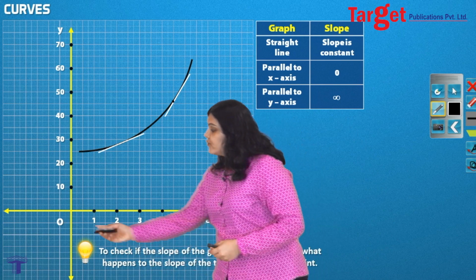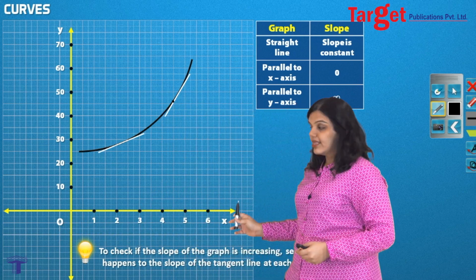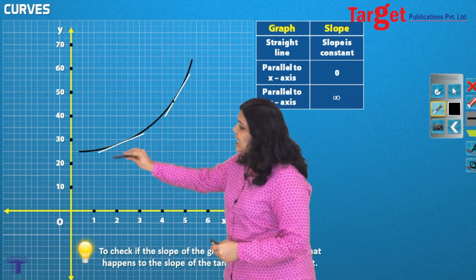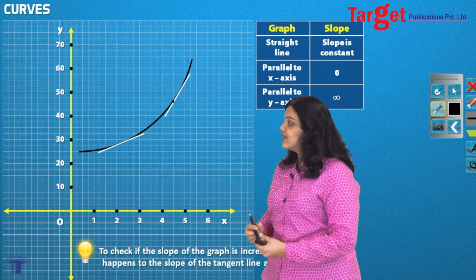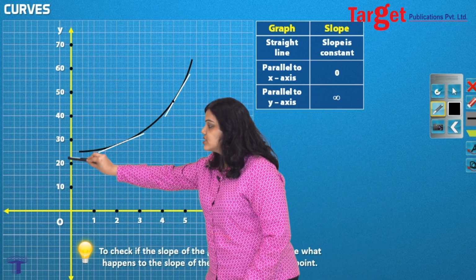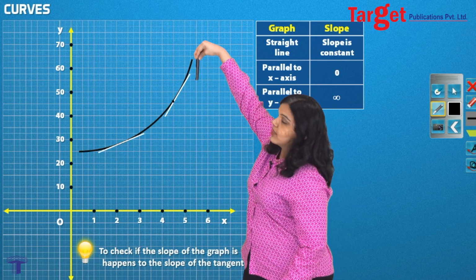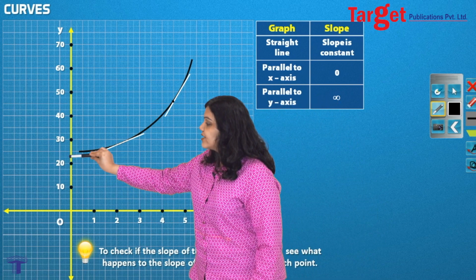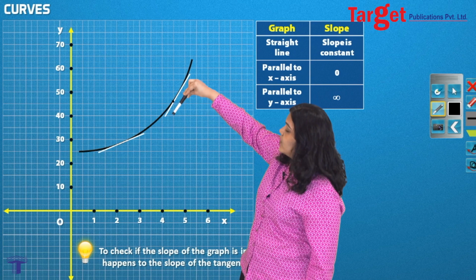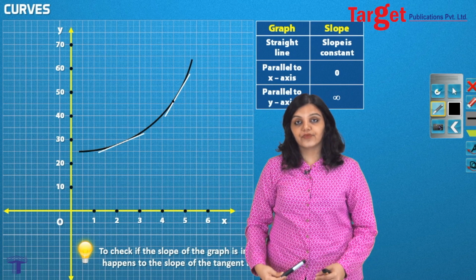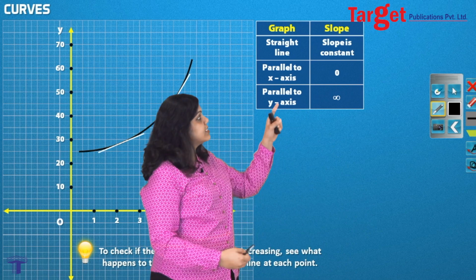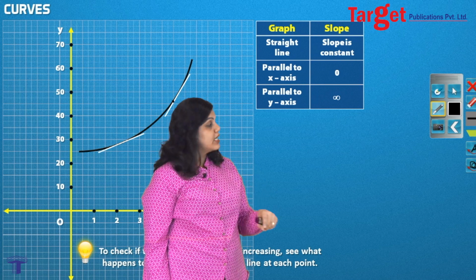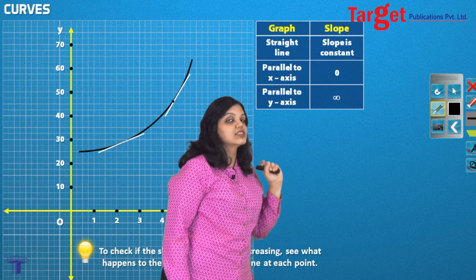Now I ask the question, what is happening to these slopes? Tell me, from the left to the right, that is from the origin towards the right hand side of the x-axis, what is happening to the line? Can you see that the line is going to go from horizontal to vertical? If I draw multiple tangent lines, then this line here will look like this, here like this, here like this, and finally it will become vertical. Now, why am I making this statement? Let's look back at our table. If you have a line parallel to the x-axis, it means the slope is 0. If you have a line parallel to the y-axis, it means the slope is infinity.